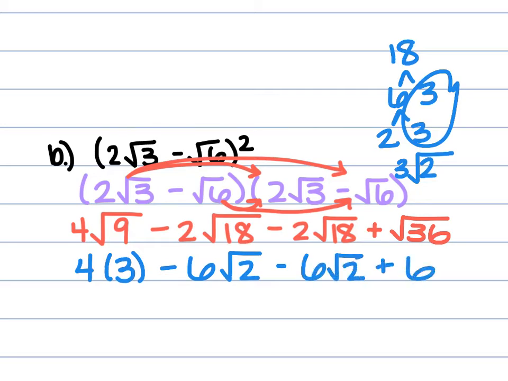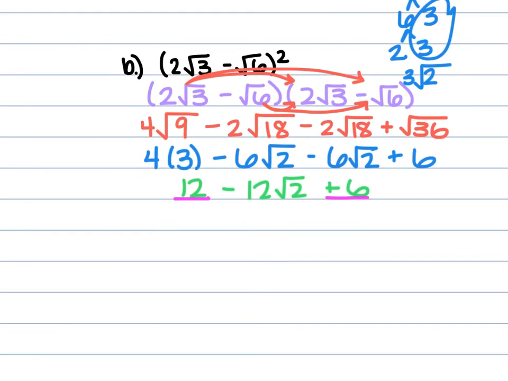that square root of 36 is 6. So we did the square root of 9, which is 3, so 4 times 3 is 12. Minus 6 square root 2 minus 6 square root 2, that's going to be negative 12 square root 2, and then plus 6. The 12 and the 6 are like terms. Combine them. You're going to be left with 18 minus 12 square root 2.